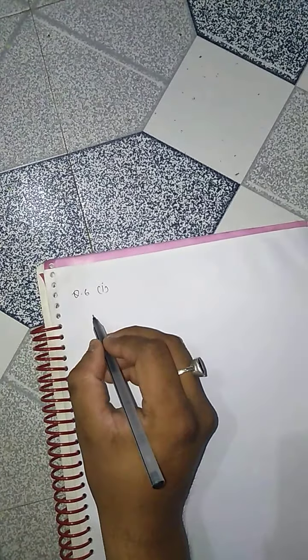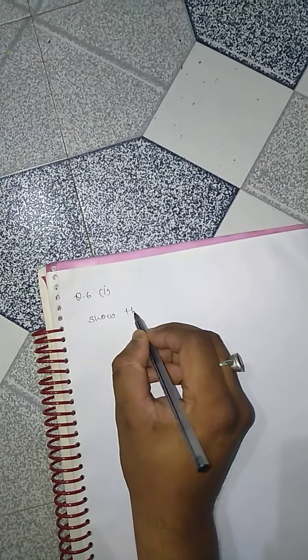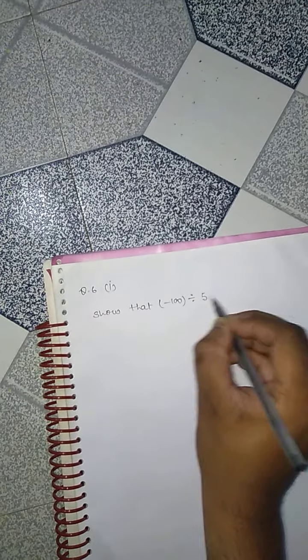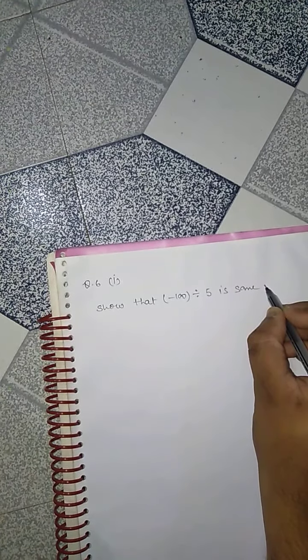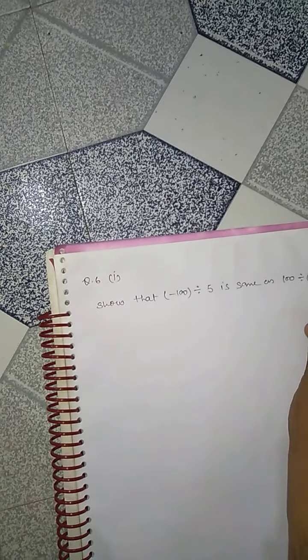Now see question number 6, first part. Show that minus 100 divided by 5 is the same as 100 divided by minus 5.